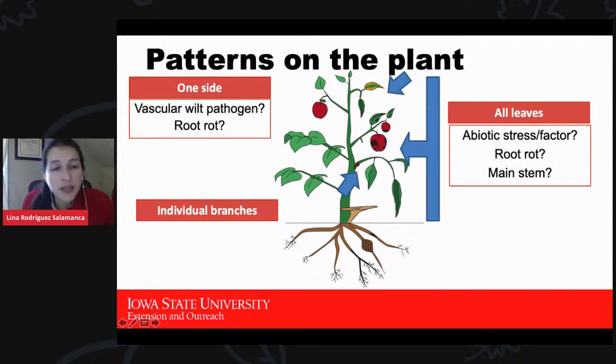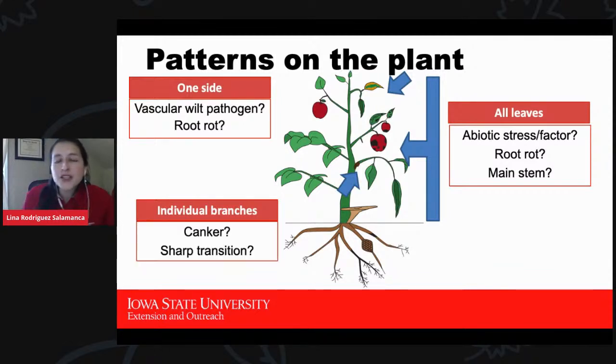Now, if you see problems with individual branches, those are actually the easiest ones to manage, because often they may be a canker. If you find a sharp transition, it could be a mechanical injury, an animal, or simply anything that may have disrupted the flow of nutrients into that branch.